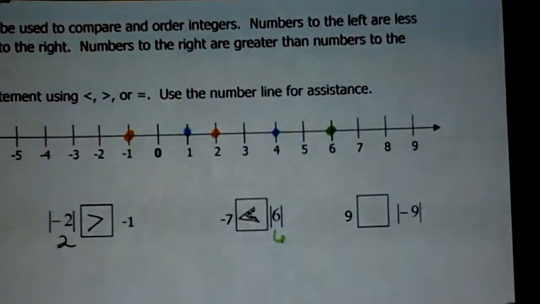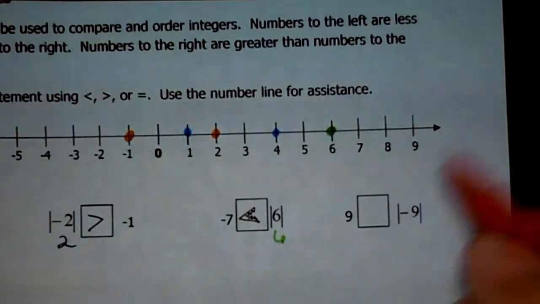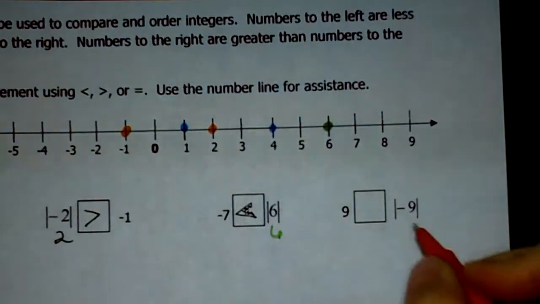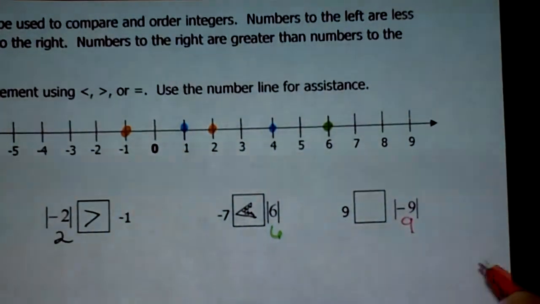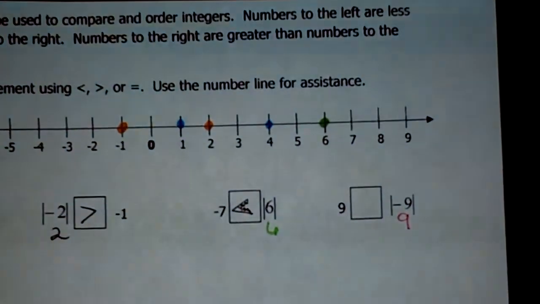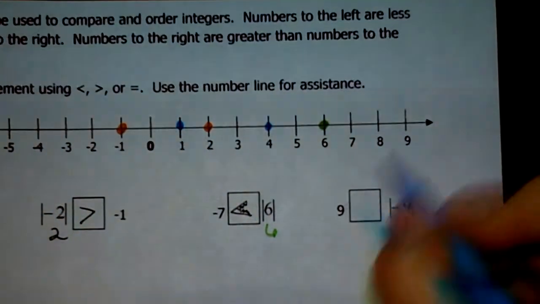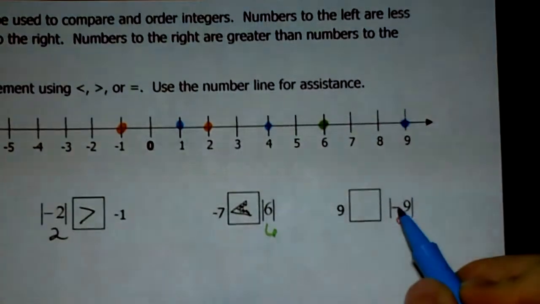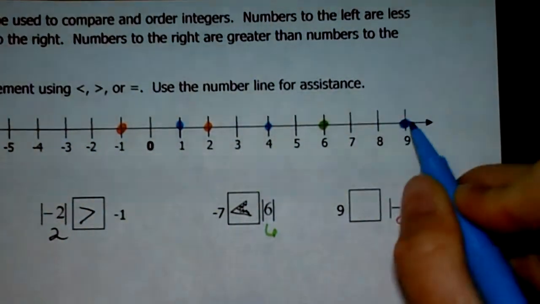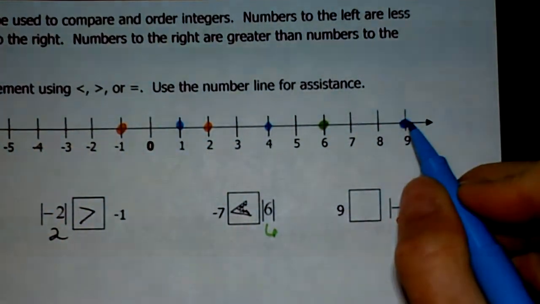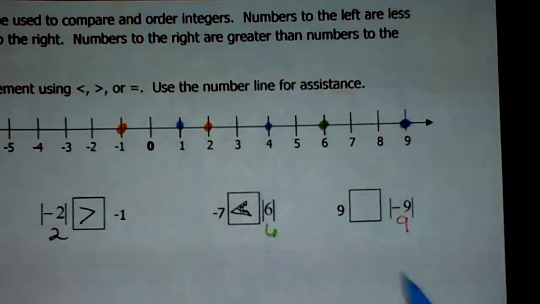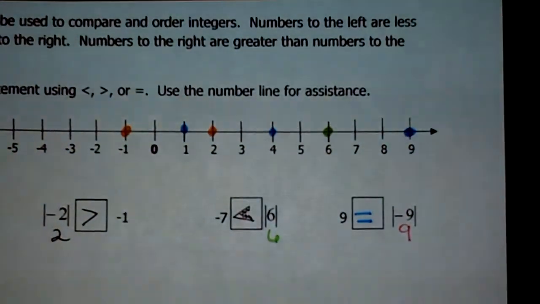All right, last but not least, I have 9 compared to the absolute value of -9. Well, first figure out what's the absolute value of -9. Yep, it's 9. -9 is 9 away from 0. So if we put 9 on the number line and we put 9 on the number line, we see that one's not greater or less than the other. Those are exactly the same. So I would put an equal sign between the two.